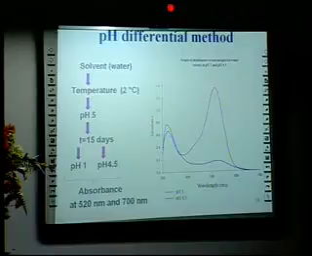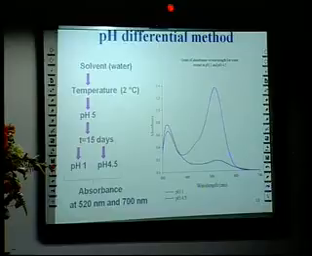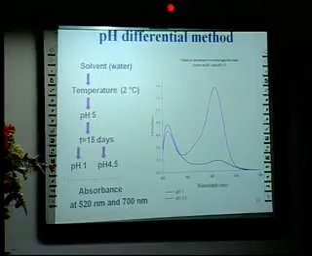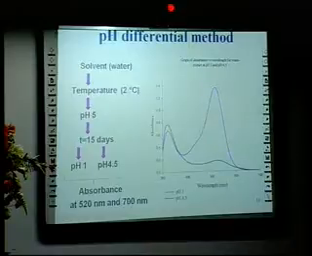Therefore, to calculate the monomeric anthocyanin concentration, this equation was used. Malvidin triglycoside is a main type of anthocyanin present in fresh grapes. It shows lambda max around 520 nanometers.